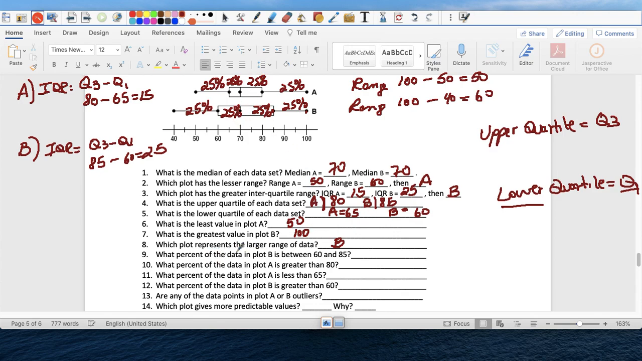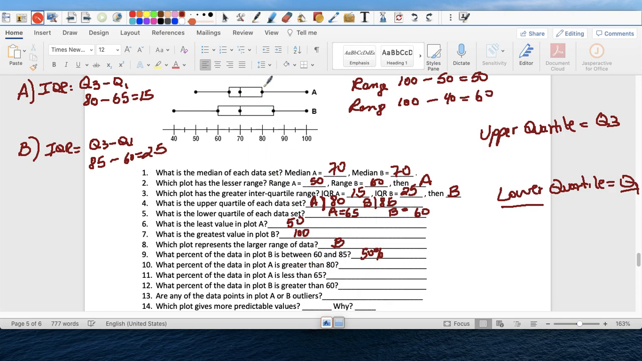Okay, so what percent of the data in plot B is between 60 and 85? Between 60 and 80 is 25%. Entre 60 y 85 is 25% plus 25%. So that is 50%, right? Hay 50% entre 60 y 85.